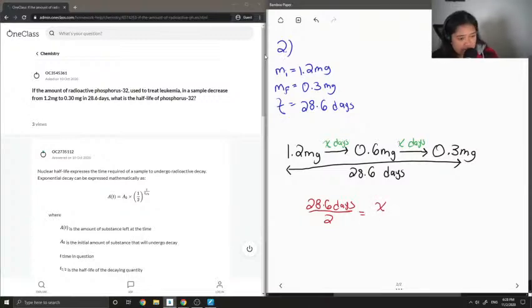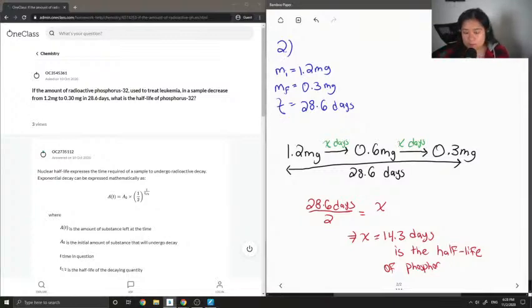And that's gonna give us x. So x is equal to 14.3 days. And this is the half-life of phosphorus 32.